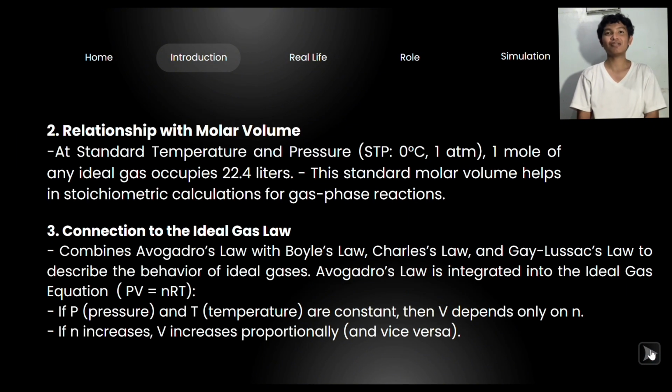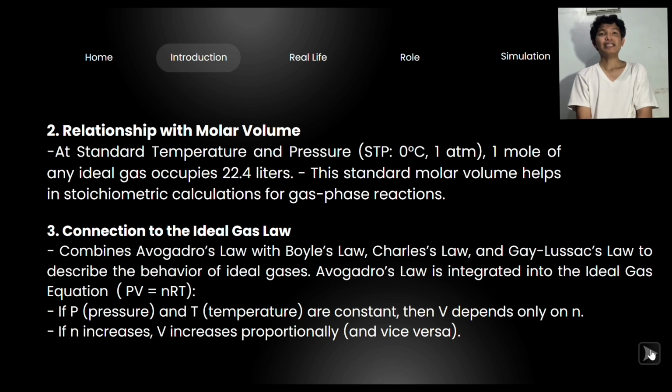Second one is the relationship with molar volume. At standard temperature and pressure, 1 mole of any ideal gas occupies 22.4 liters. This is called the molar volume, and it's very useful in stoichiometry for calculating gas volumes in reactions.